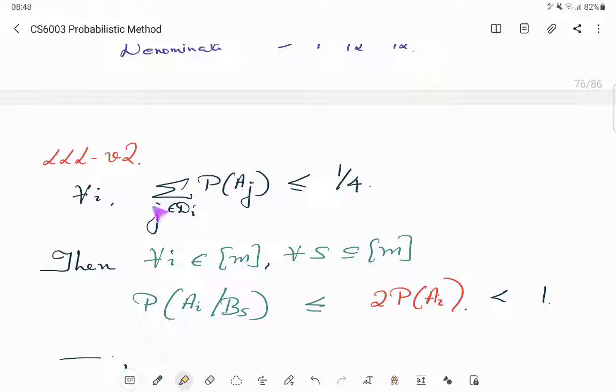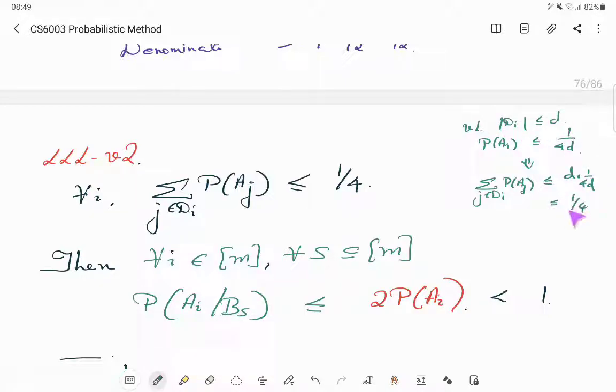In V1, remember, each probability P of AI was upper bounded by 1 by 4D. Which means, if I take any I, take all the subscripts in DI and add their probabilities, this will be at most D times 1 by 4D, because there we also had the bound that DI was at most D. So this will be 1 by 4.